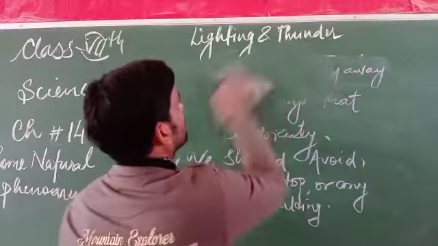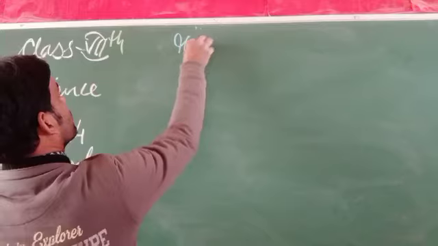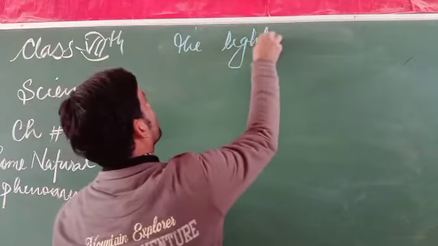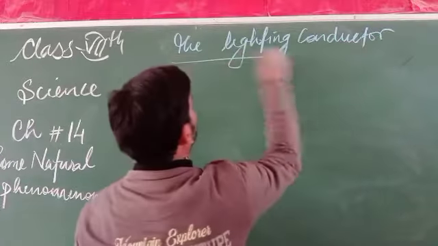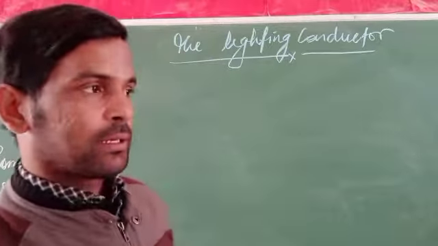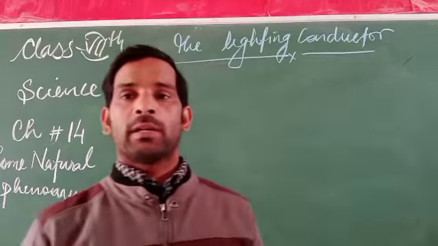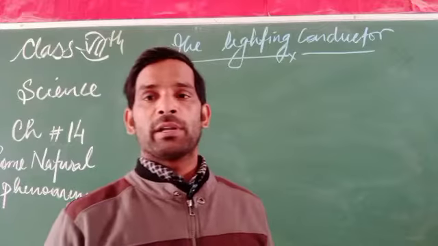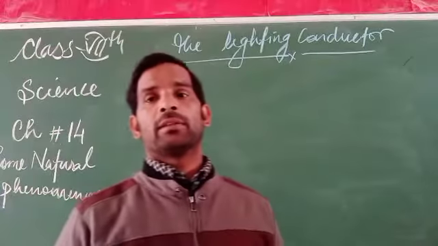Next is the lightning conductor. What is the lightning conductor? You know that in a taller or the tallest object there is a possibility of lightning striking them at the time of lightning and thunder.